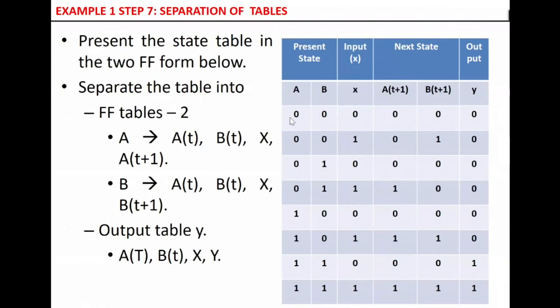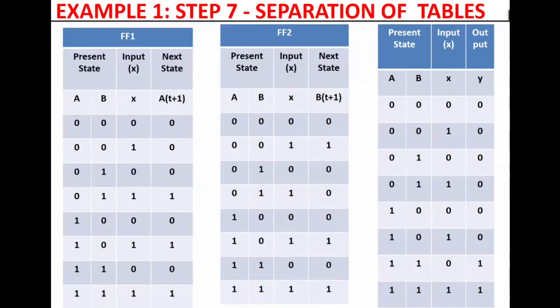Okay, so we have that, we split that. Now we split the tables into present state A, B, X, and next state of A. Remember, the next state of A is a function of the present state of both flip-flops, not just one. B is also there, and the input. Then flip-flop 2 is the B. Flip-flop 1 is the A, which is a function of A, B, X.